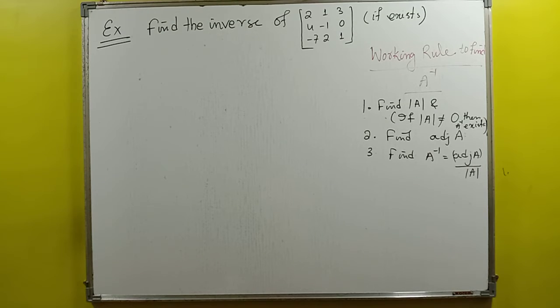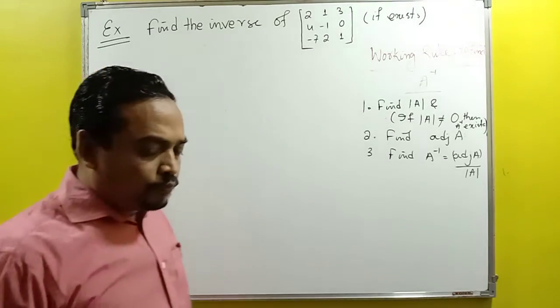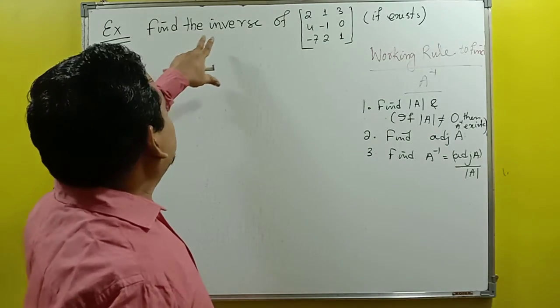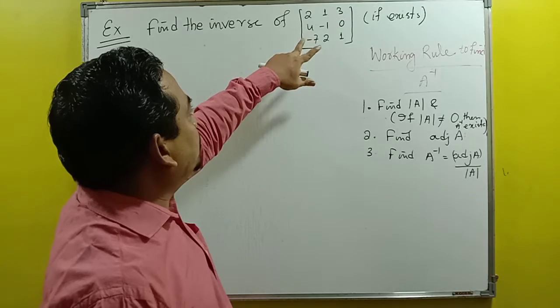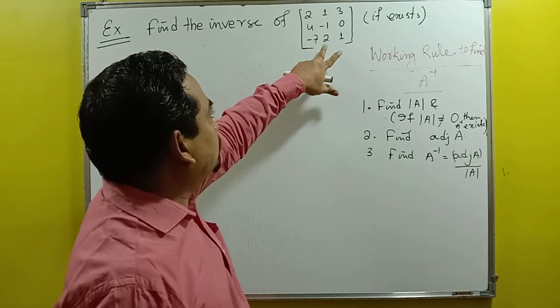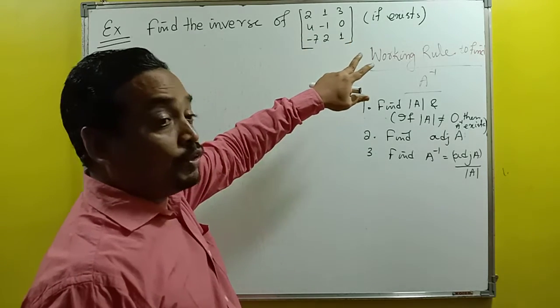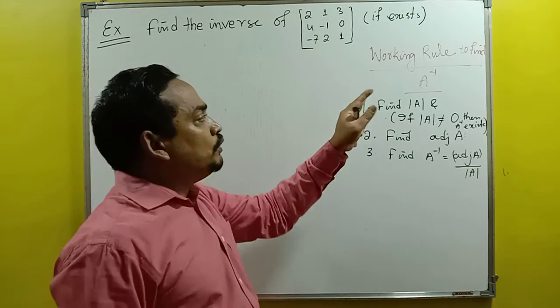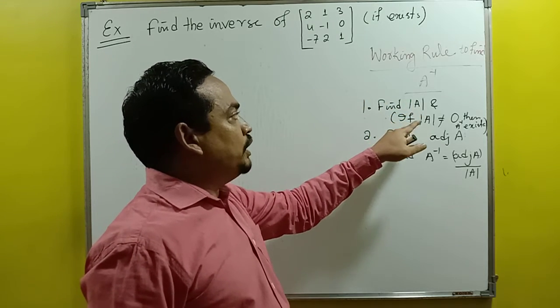Now let us solve an example to find the inverse of a matrix. As we discussed, A inverse is adjoint A upon determinant A. So, a few working rules to find it. Here the example is: find the inverse of this matrix, 2 1 3; 4 minus 1 0; minus 7 2 1, if it exists. Working rule, step 1: you should first find determinant A.